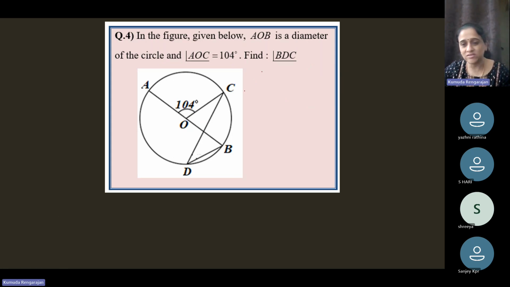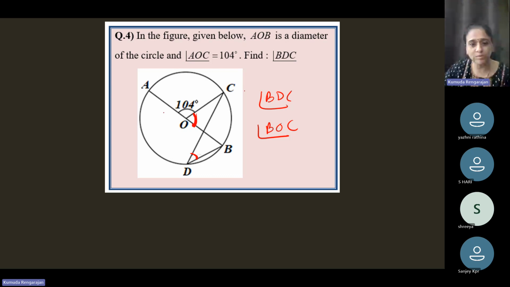I said we'll answer this question backwards. BDC is this angle. So BDC and BOC, they're rhyming. So I said find BOC. How much is this angle BOC? 180 minus 104, 76 degrees. Now this is 76, so this has to be half of 76, which is 38.